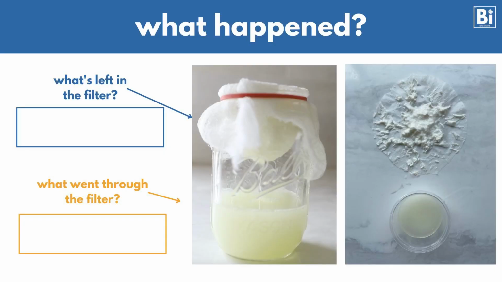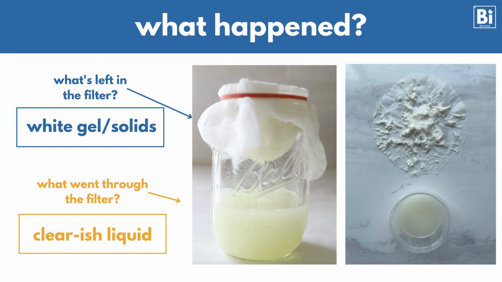Take a moment to closely observe the substances you see. So we see some sort of white substance that's gel-like in the filter and a clear-ish liquid that passed through the filter. From here, now let's go to predictions.